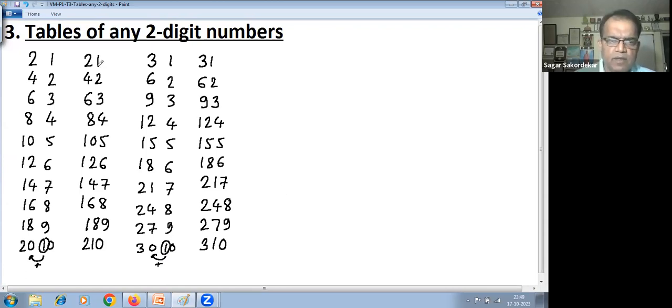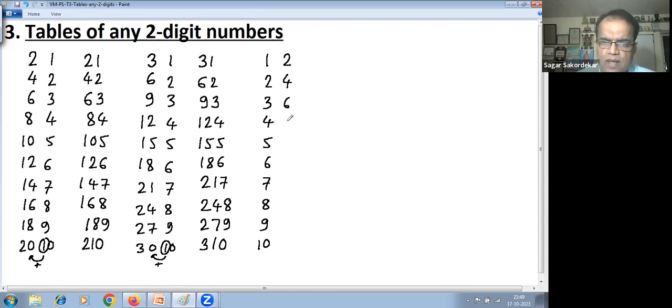So in both these examples, we have units place 1. Let's try 12 now, where the units place digit is 2. First you have to write the tables of 1 and 2 and then join. Table of 1: 1, 2, 3, 4, 5, 6, 7, 8, 9, 10. Table of 2: 2, 4, 6, 8, 10, 12, 14, 16, 18, 20. First step is over, writing the single digit table. And then as long as it's single digit to the right, just join.